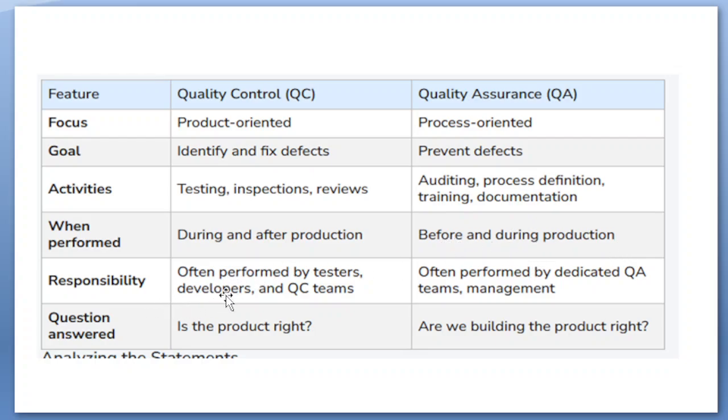Responsibility: quality control is often performed by testers, developers, and a QC team. Who is doing quality control? Actually, it is done by testers, developers, and quality control teams. But quality assurance is done by the quality assurance team and management. Here, the question asked by the team is: is the product right? Is the product right or not? That is what is asked in quality control. But in quality assurance, they are asking: are we building the product right? That kind of question is actually made.